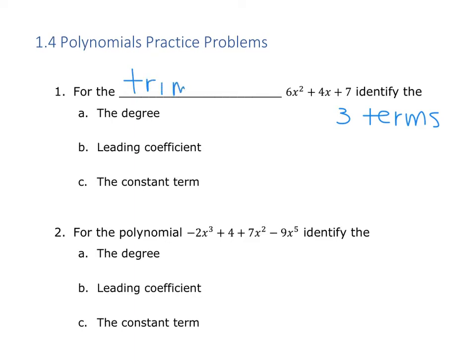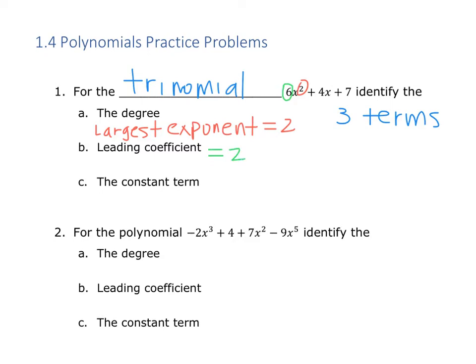So for this trinomial, 6x squared plus 4x plus 7, we want to identify the degree, leading coefficient, and constant term. The degree is going to be the largest exponent. And we look at each of the exponents and we see that the largest exponent is 2. So it is degree 2. The leading coefficient is the coefficient on the term that has the largest degree. So the coefficient on that x squared term is 6, so that is the leading coefficient.